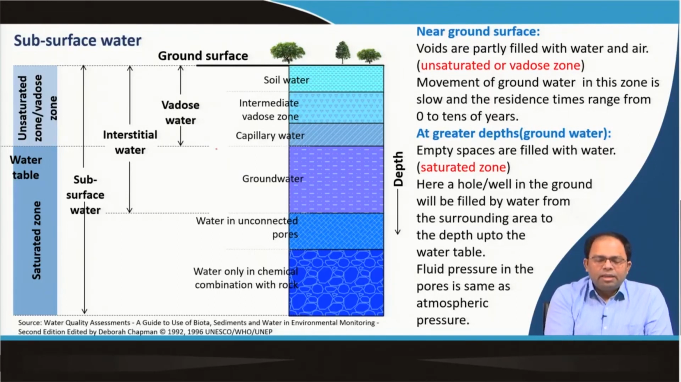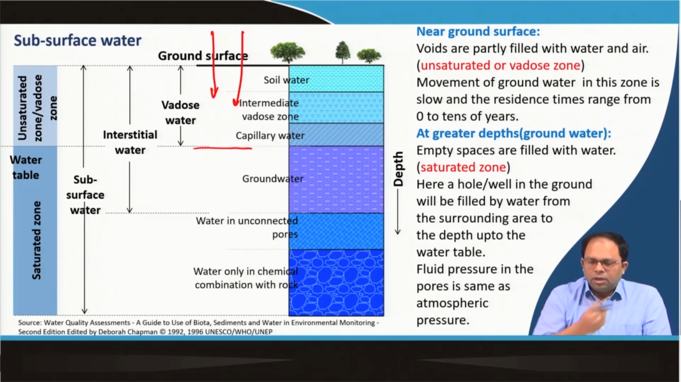So, what is the water table? The water table is basically the level where the fluid pressure in the pores is the same as the atmospheric pressure. So, that is why at this level there is water available. The fluid pressure balances with the atmospheric pressure, and this is the level where it balances itself, and this is where we find the water table, right.